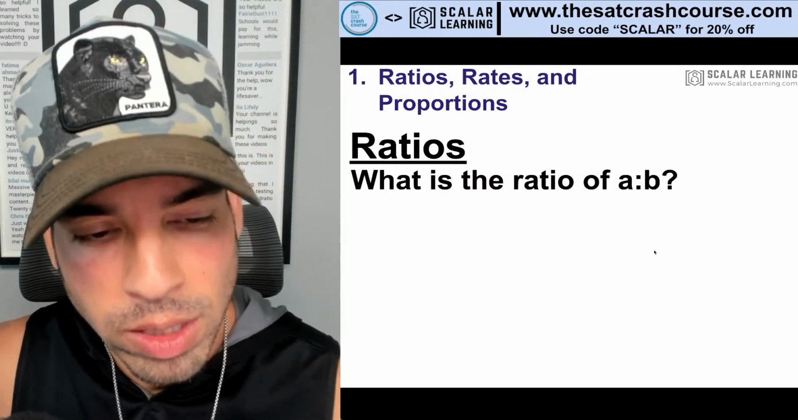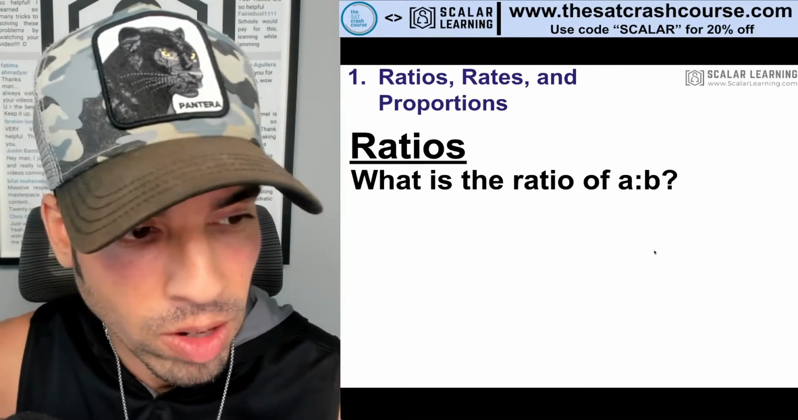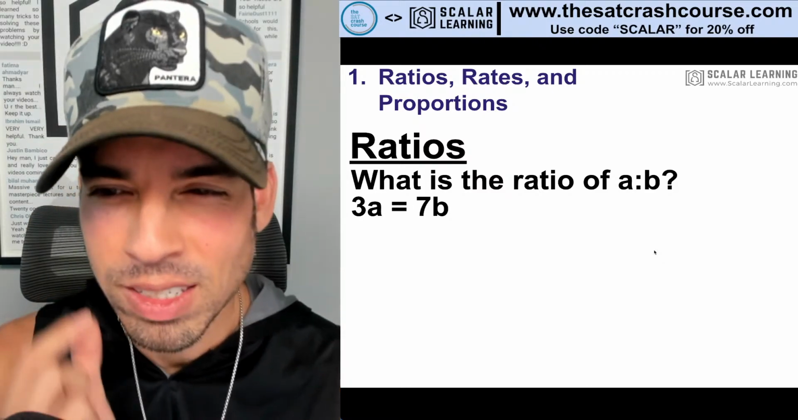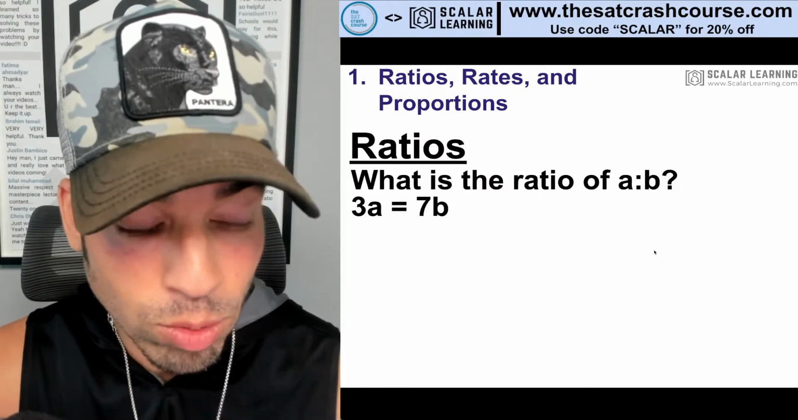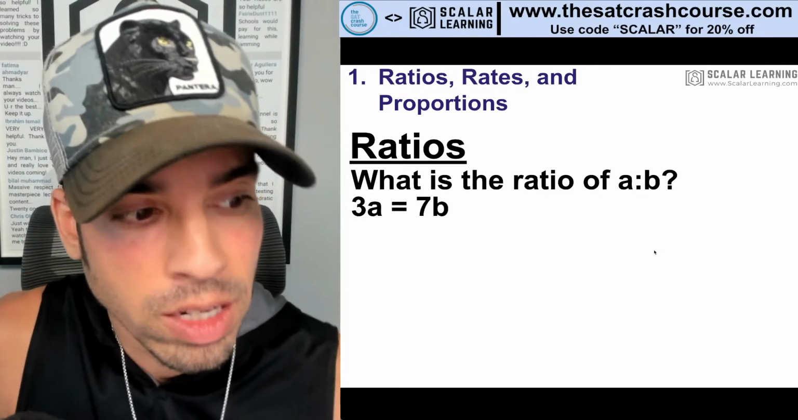Now, sometimes we have questions like this. What is the ratio of A to B? Sometimes they might start us off with an equation. Now, these are really important questions because they're a little sneaky. You might look at this and say, well, there's 3 A's for every 7 B's. So the ratio of A to B is 3:7.